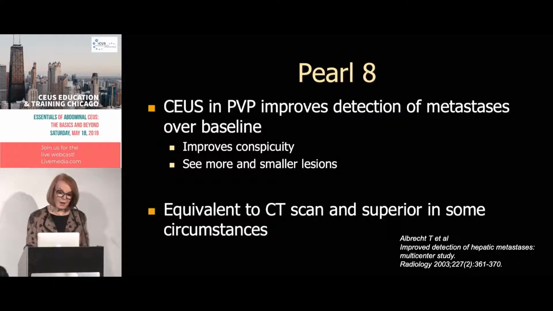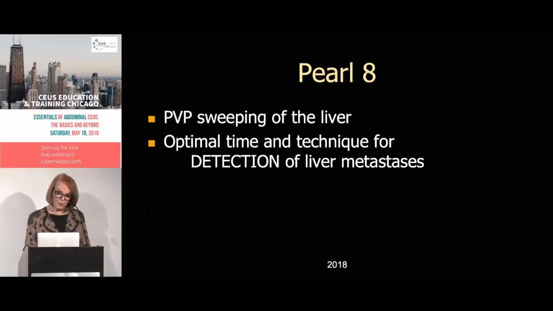Now, pearl number 8: contrast-enhanced ultrasound in the portal venous phase improves detection of metastases over baseline. And this is related to their increased conspicuity. This allows us to see both more and smaller lesions than we see on baseline scan. And so, of course, sweeping of the liver is the optimal time and technique for detection of liver metastases. So in patients at risk for metastases, we always do portal venous phase sweeping of the liver.